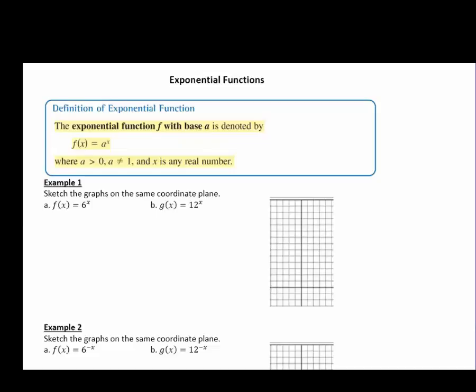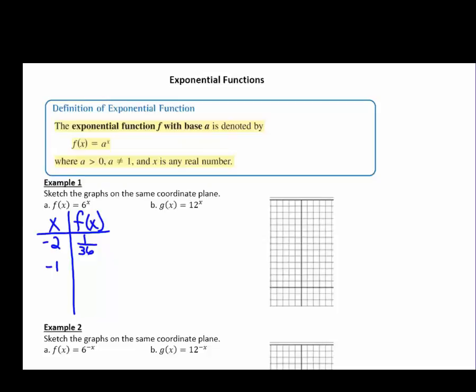And so the easiest way to sketch a graph of an exponential function is to make your t-chart. And so we have x and f of x. And if we plug in -2, that would be 6 to the -2. And so remember that a negative exponent means that you're going to make it a fraction. So it's 1 over 6 squared, which is 36.